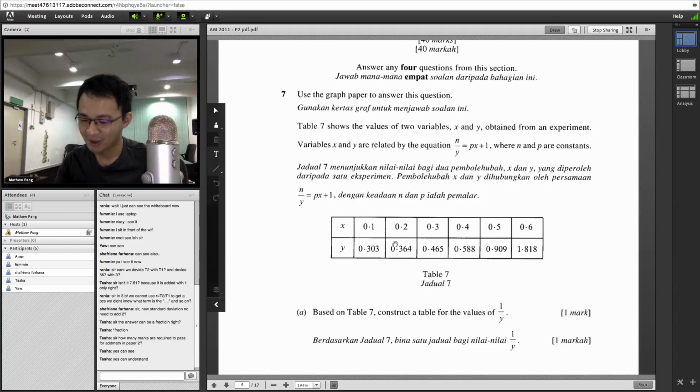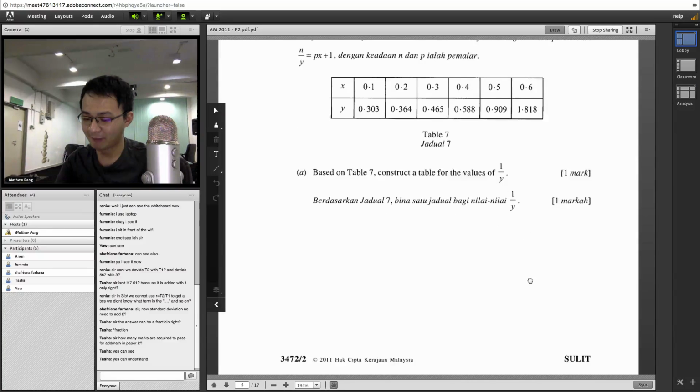Okay, so table 7 will show the values of 2 variables x and y obtained from an experiment. So, you have an equation n over y equals px plus 1, where m and p are constants. Constant means they're just a number, they are not variables. Alright, based on table 7, construct a table for the value 1 over y. So, basically, you need to construct a table for 1 over y.